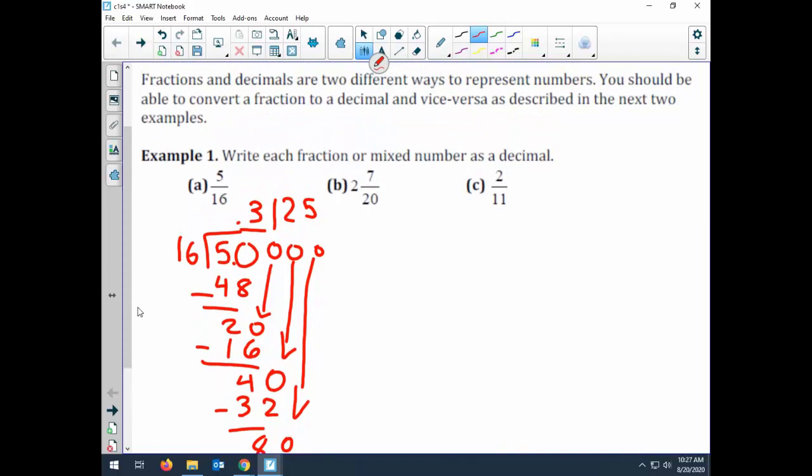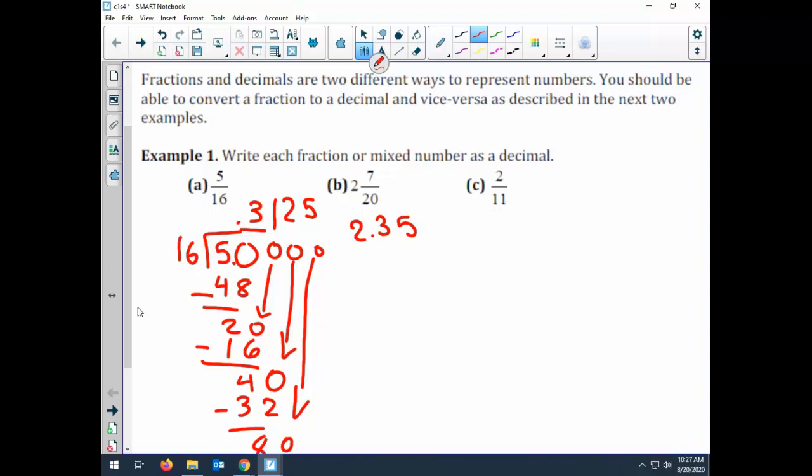Alright, so for the next one we've got a mixed number. So we want to make that into an improper fraction by taking 2 times 20 and getting 40, and then 40 plus 7. So we'd have 47 over 20. And then we could do long division if we wanted to. We could just type it in our calculator. Nothing wrong with that. But I would like you to just practice the long division and make sure you kind of remember how to do it. And the calculator gives us 2.35.